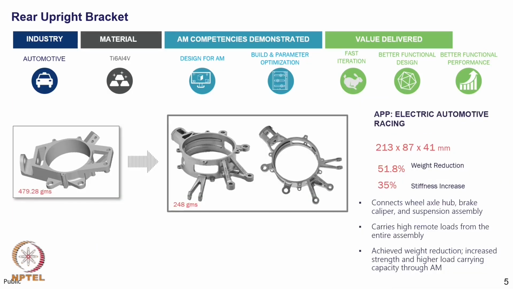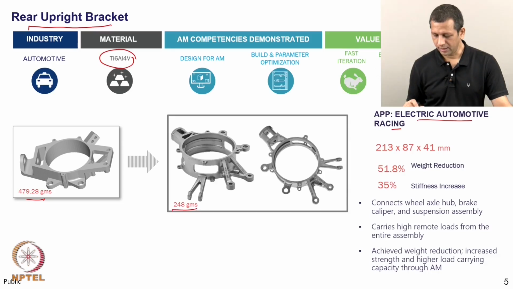The next example that we have is of a rear upright bracket. It is a component which is used in electric automotive racing vehicles. The original component was made using a casting process and weighs about 479 grams. The component that was printed using additive manufacturing using titanium 6 aluminum 4 vanadium alloy weighs about 248 grams.